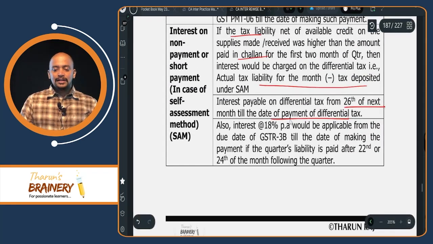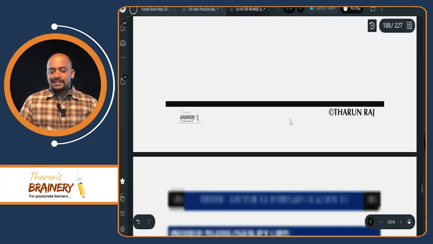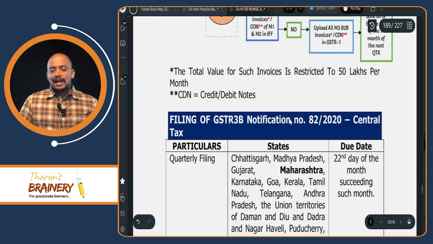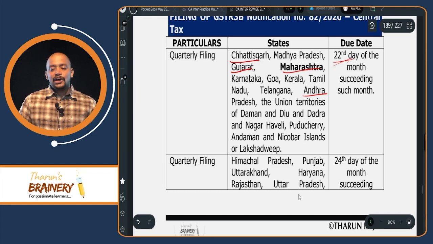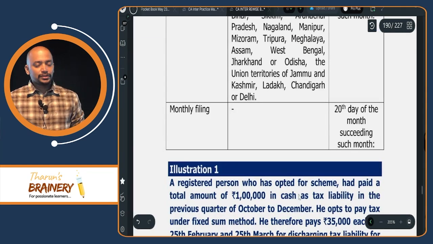That is this. So we completed QRMP, and these dates I already told you. Gujarat, Maharashtra, Chhattisgarh and Andhra Pradesh, GMCA, and states below it will be 22nd, that is all south states, and north states it will be 24th.